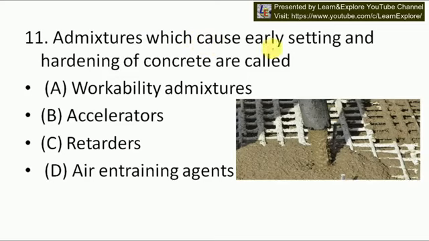So our next question is, admixtures which cause early setting and hardening of concrete are called. Our option A is workability admixtures, B, accelerators, C, retarders and D, air entraining agents. So our answer will be B, accelerators. Admixtures which cause early setting and hardening of concrete are called accelerators.